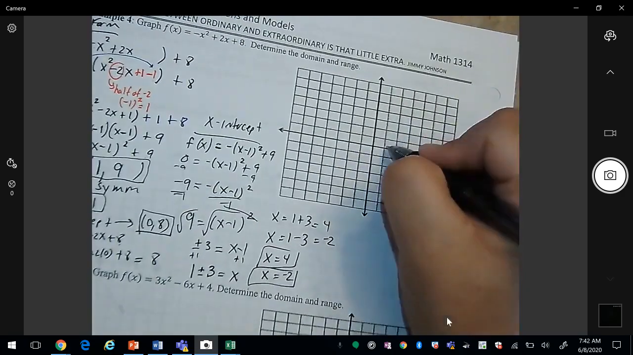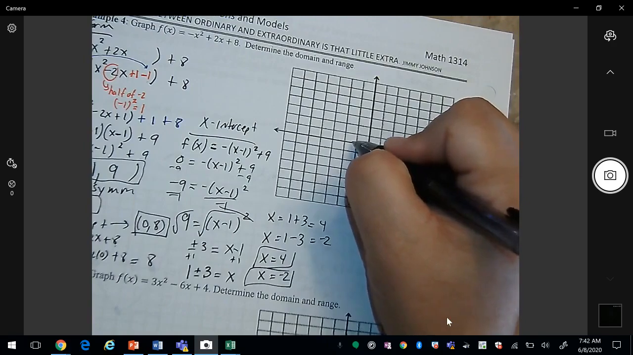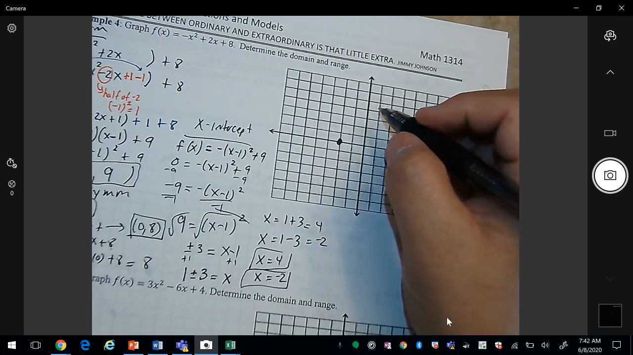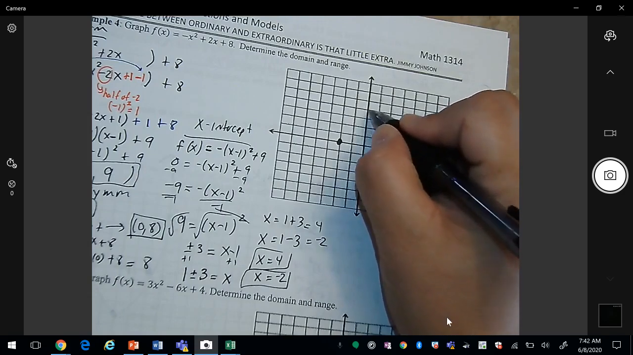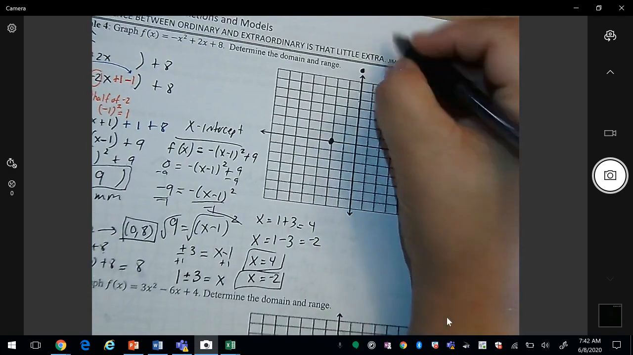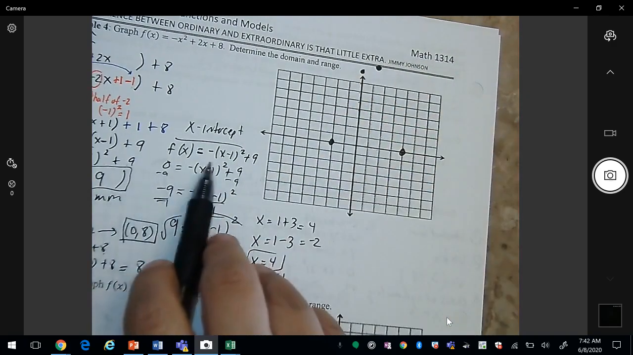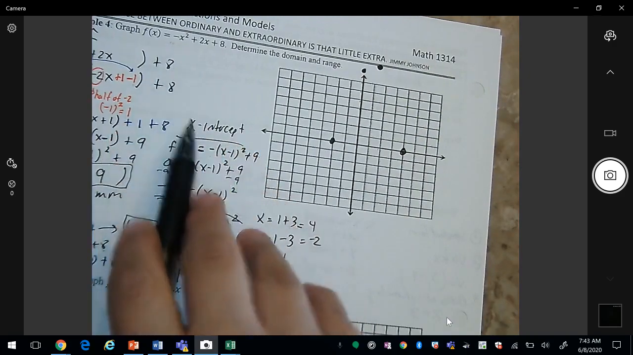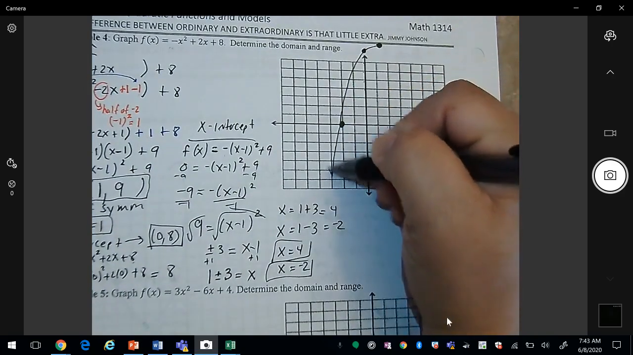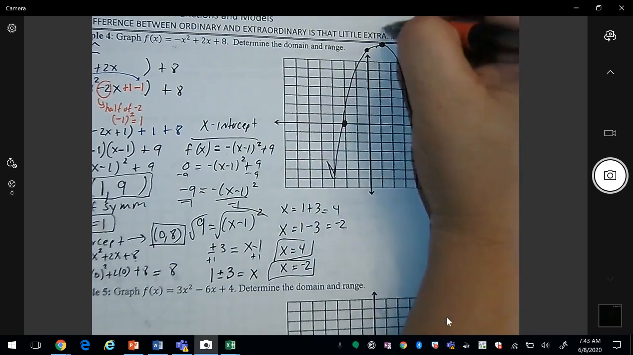Okay, we can plot this. X equals 4 and x equals -2. The y-intercept is at 0, 8. So up here. And the vertex is at 1 and 9. So a little bit further out. Notice that we have a negative in front of the x squared. So that means that this should open down. And the axis of symmetry is this line here.